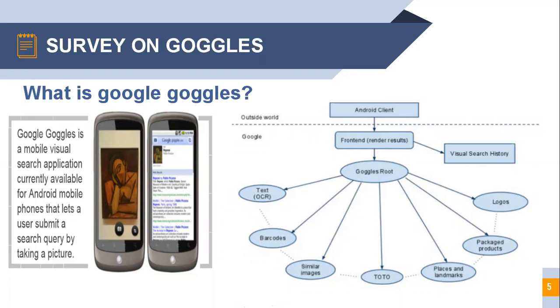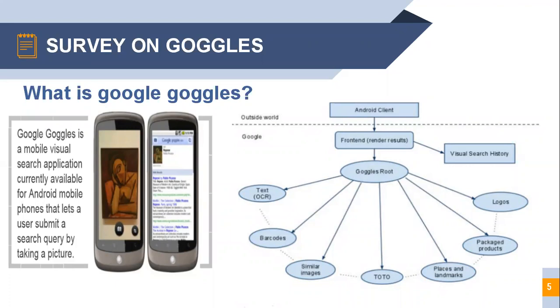On the right side, we'll see the flowchart of Google Goggles. The Android client is nothing but a mobile. With the help of a camera, we take an image. Then there is a Goggles root, which is a type of manager. The Goggles root finds out how the image must be processed. If it is text, it uses the OCR algorithm. If it is a barcode, it scans the code and displays the details.